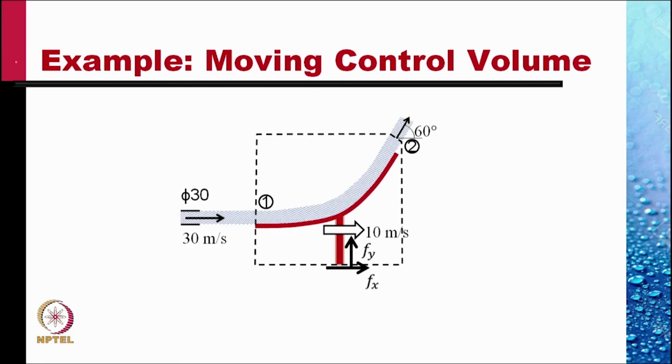So now the inlet velocity at location 1 would be 30 meters per second minus 10 meters per second, or the relative velocity of 20 meters per second. Within this frame, we apply the Bernoulli equation. The pressures at point 1 and point 2 are the same, and if we can neglect the difference in the elevation, the velocity at 1 and 2 in this moving frame would be the same, that is 20 meters per second.